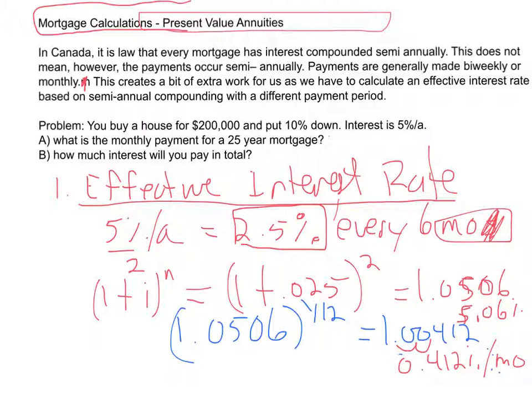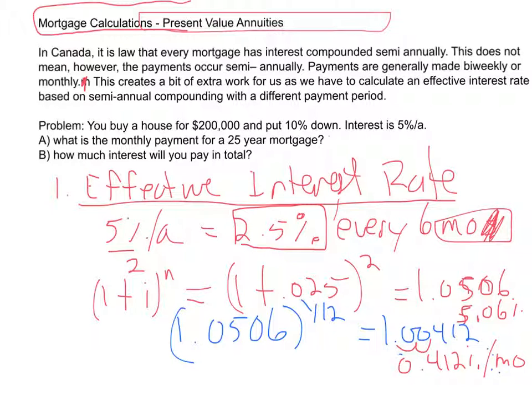0.412% every single month. And which makes sense, right? If you just do a rough calculation, 4 times 0.4 times 12 is 4.8, right? So it's close to 5%. Okay, so it's 0.412% per month. That's the effective interest rate.